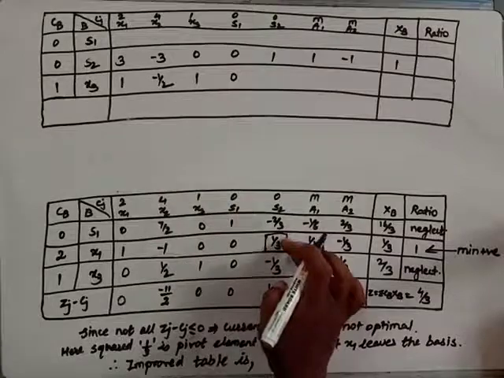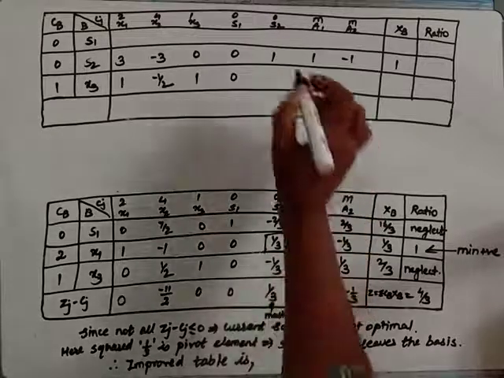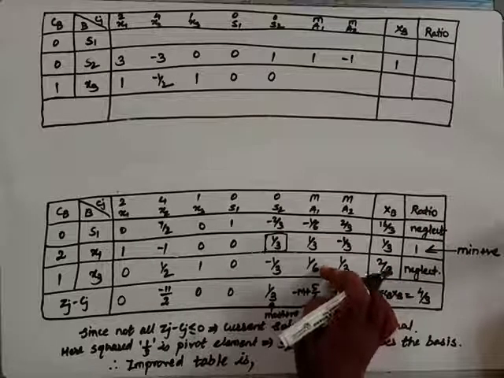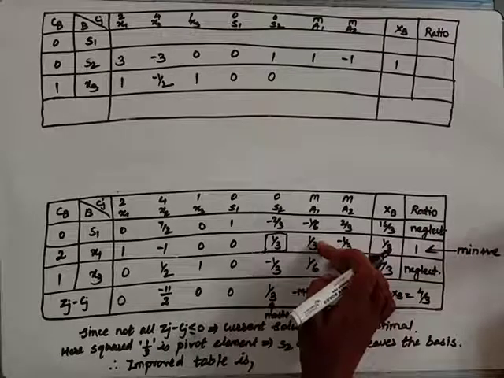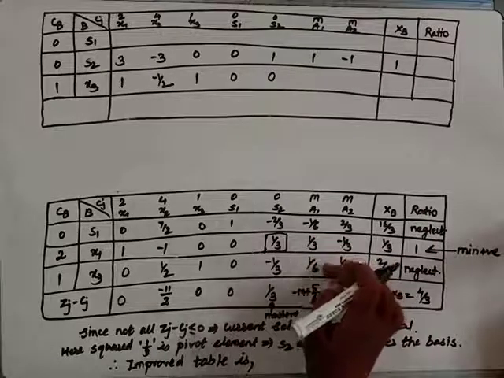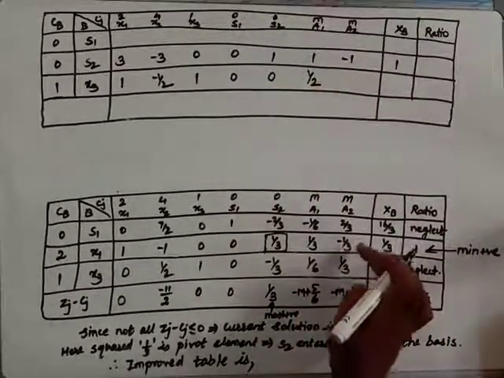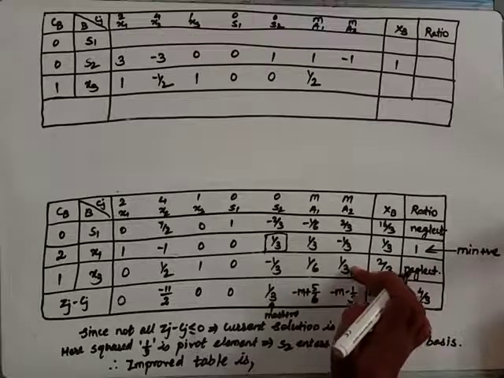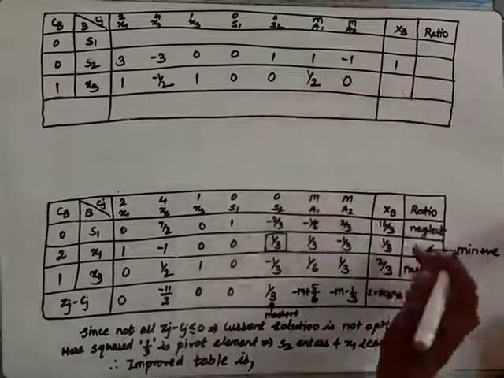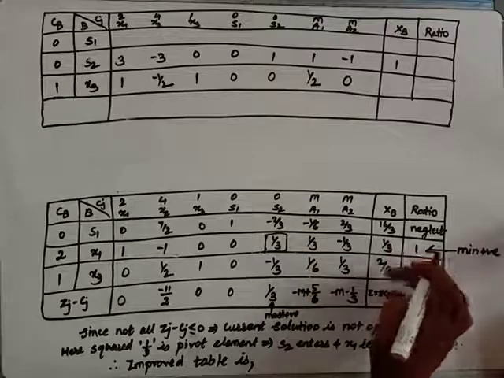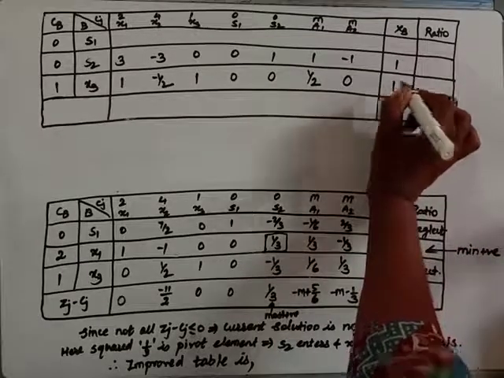Be careful. 1 by 3 minus 1 by 3, so 0. 1 by 3 plus 1 by 6. So here LCM is 6. So 2 plus 1, so 3 by 6. 3 by 6 means half. Now minus 1 by 3 plus 1 by 3, so it will become 0. Here 1 by 3 plus 2 by 3. So 3 is LCM, 1 plus 2 is 3, 3 by 3, so it will become 1.